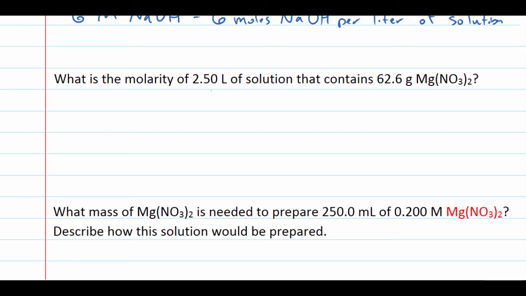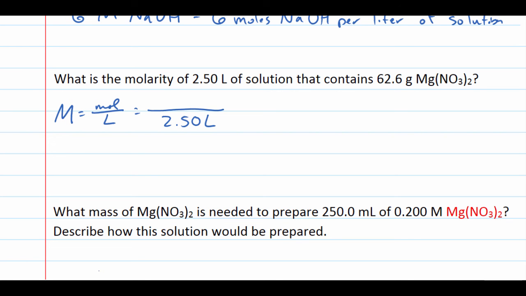We'll start with the first one here. We'd like to know what is the molarity of 2.50 liters of solution that contains 62.6 grams of magnesium nitrate. Well, we need to remember that molarity is equal to moles over liters. So if we remember that molarity is moles over liters, we should then be able to plug this stuff into a formula. First of all, which one are these given? Are we given the moles or are we given the number of liters? Liters. So we can go ahead and put that in, and we have 2.50 liters.